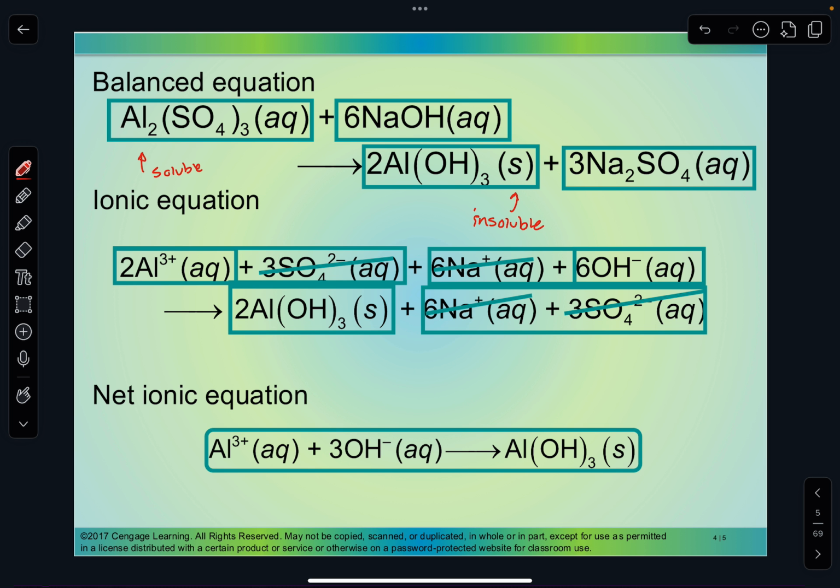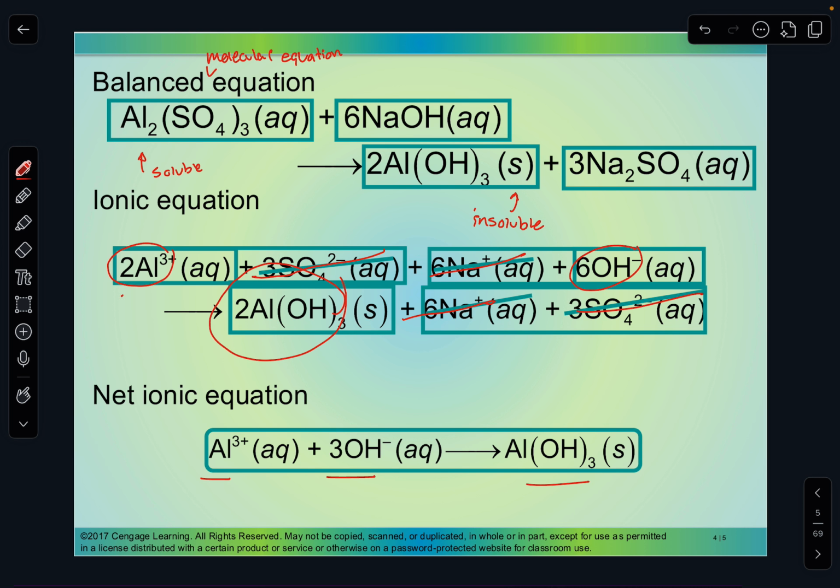And so we're going to write the balanced molecular equation. And then we'll break everything apart that can be broken apart into ions and start crossing things out. So sulfate's going to be on both sides. Sodium is on both sides. The only things that are left are aluminum and hydroxide. So this is our net ionic equation, where we have aluminum and hydroxide to make aluminum hydroxide.